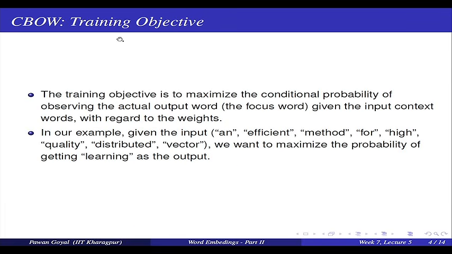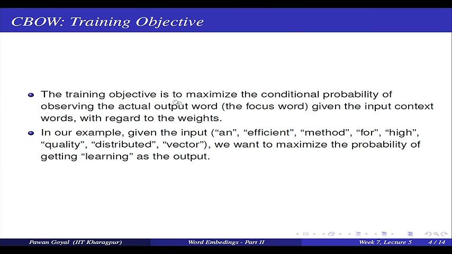So what is my training objective here? You see, I am getting some numbers for all my v words at the output layer, and you can think of these as probability values. You might have a question: how do I convert these numbers to probabilities? We will see that. So assume that you have v different probability values. Now you want to maximize the conditional probability of observing the actual output word given the input context words, with regard to the weights. So you want to maximize the probability that you will obtain the actual word that you saw in your input and not any other word. So whatever probability I am getting, that becomes my objective function.